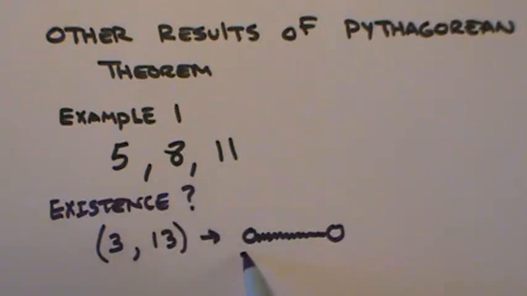Does 11 fall between 3 and 13? Of course it does. So yes, we have a triangle. The existence of a triangle, sure, it could be a triangle. So we say we have a triangle. So a triangle exists.